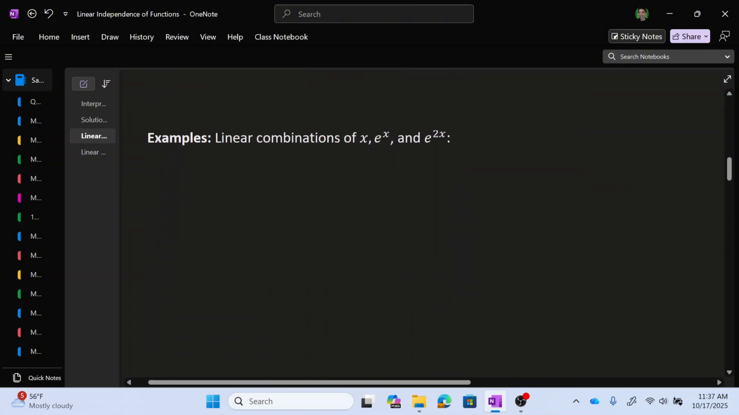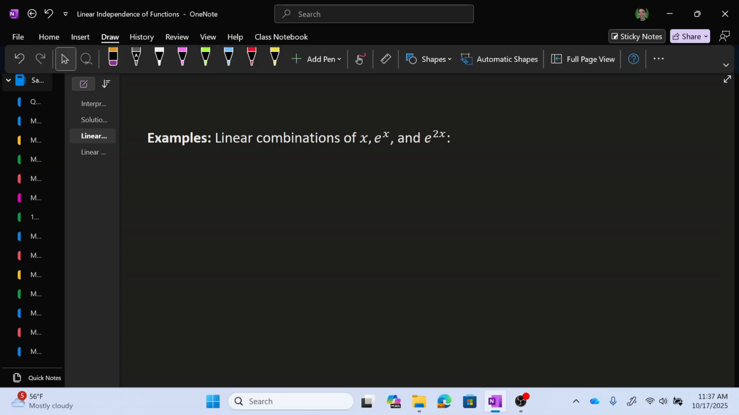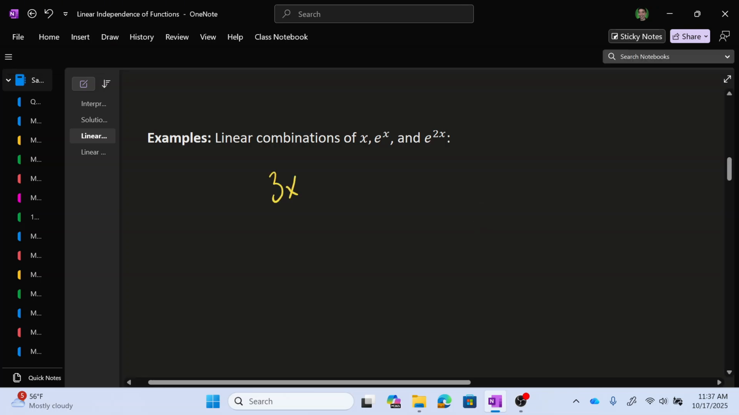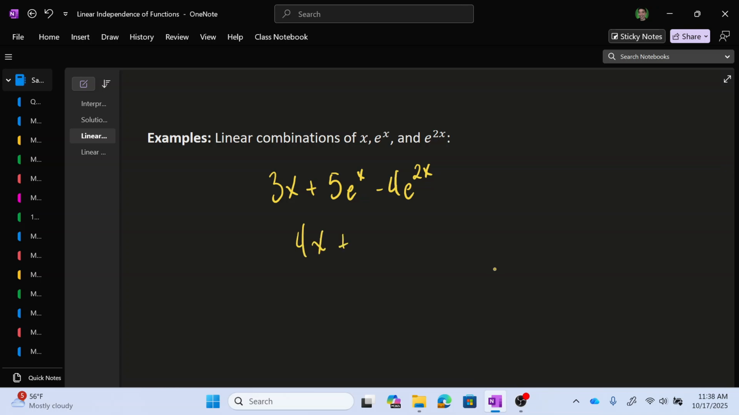Let me do another example. Here we have the functions x, e to the x, and e to the 2x. So here are some examples of linear combinations of those three functions. I could do 3x plus 5 e to the x minus 4 e to the 2x. This is a linear combination of these functions because it's just constant multiples, addition, and subtraction. I could do 4x plus 7 e to the x plus 18 e to the 2x. This is a linear combination of these functions.